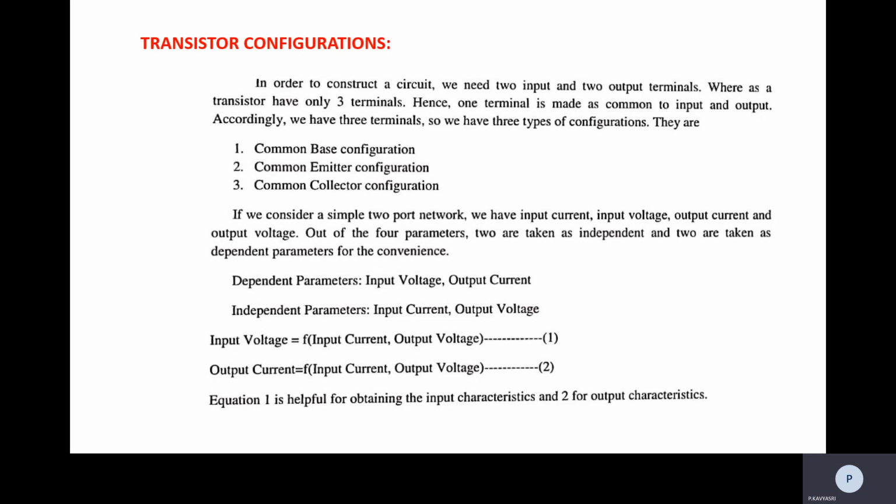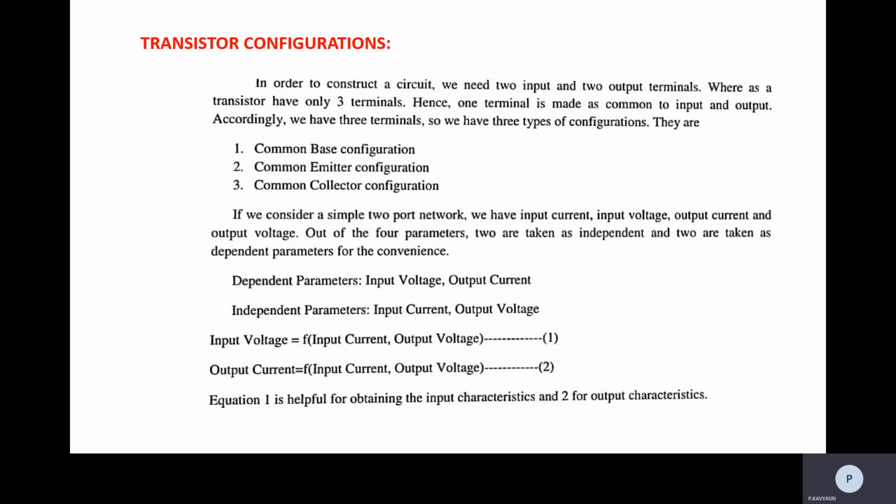Suppose if I want to construct a circuit, I need input terminals as well as output terminals, right? For example, I need two input terminals and two output terminals. But in the last class, I said a transistor has three terminals, right? They are base, emitter and collector. But how should I connect now? We need one input terminal and one output terminal, but here we have three terminals.